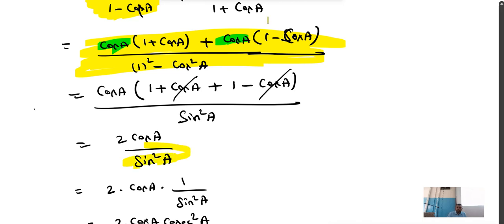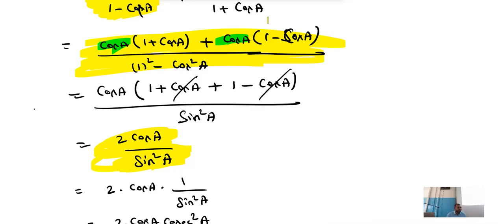See, in that scenario, 2 into cos by sin square A has. It is not square, no? We have to prove. You should tell, no, man. I have actually kept the answer in square here.